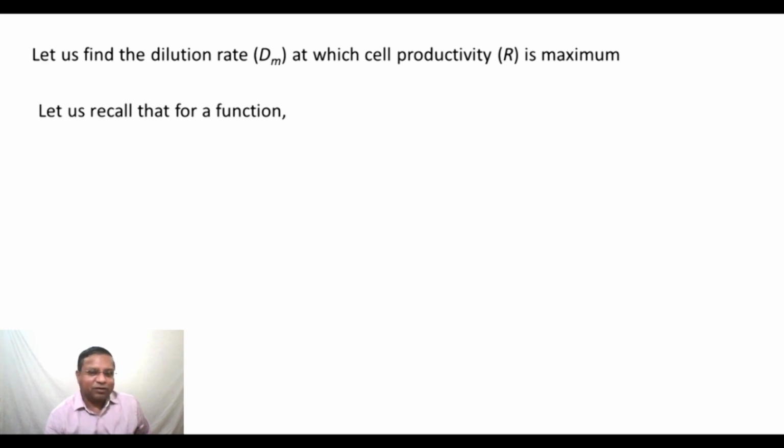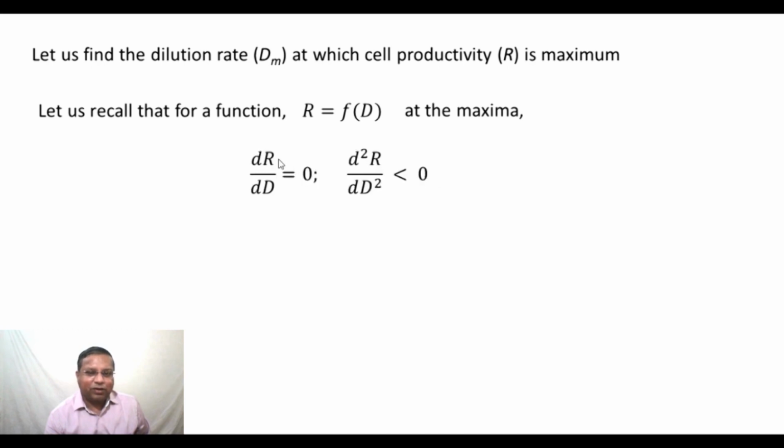For a function, we know the conditions for a maximum, mathematically. What are the conditions? For example, if R equals f of D, at the maximum point, dR/dD would be equal to 0, the slope becomes 0, and the second derivative would be less than 0. That is the condition for a maxima. Alternately, the condition for a minima is that dR/dD would be 0 and the second derivative would be greater than 0. Okay, this we all know from our initial math courses.